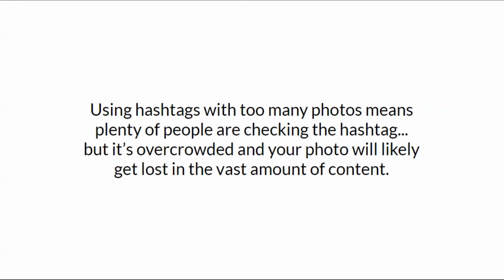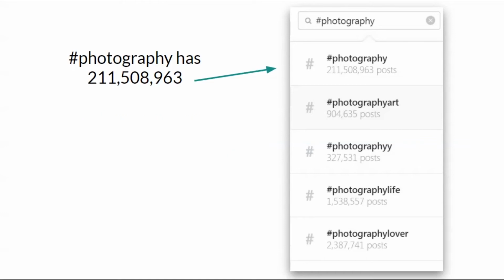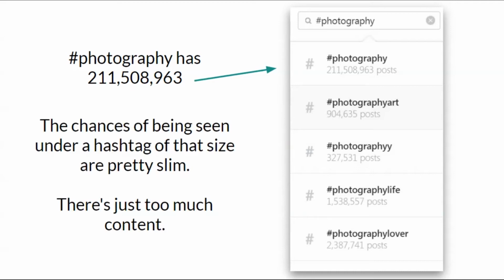So when you're selecting hashtags to use and experiment with, take a look at the number of posts under that hashtag. For example, the hashtag photography has over 211 million posts. The chances of your content being seen under a hashtag of that size are pretty slim. There's just too much content.